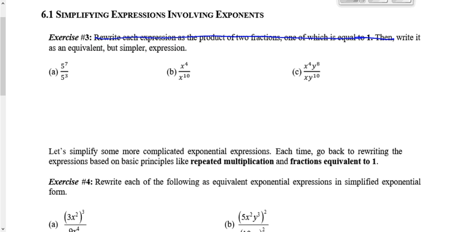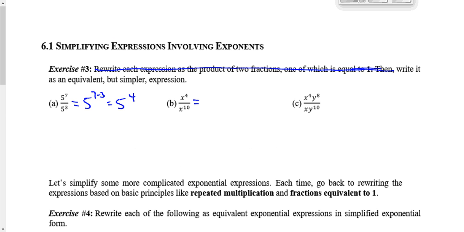We're just going to simplify these. So what do we do with these exponents? It would be 5 to the 7 minus 3, which is what? 5 to the 4th, there you go. Do the other 2. So it'll be x to the 4 minus 10, right? Which is x to the negative 6th power.